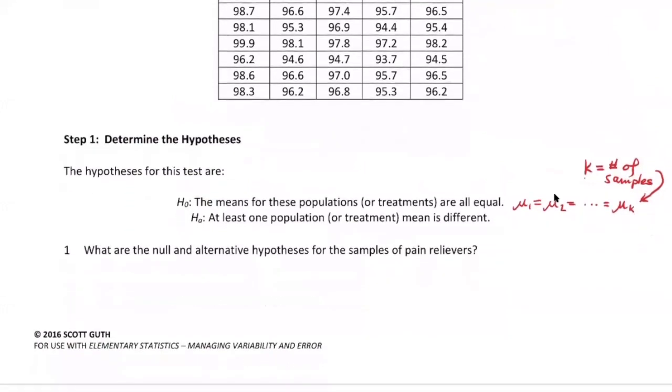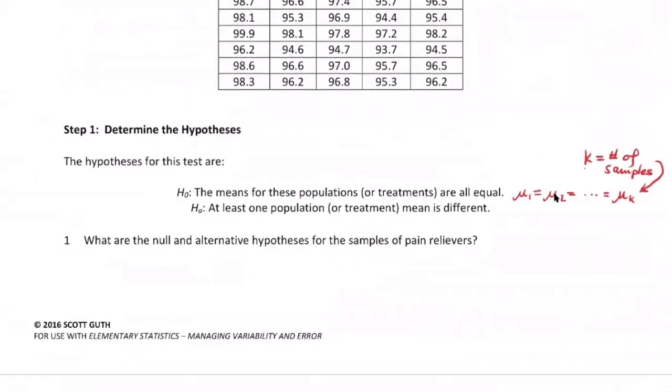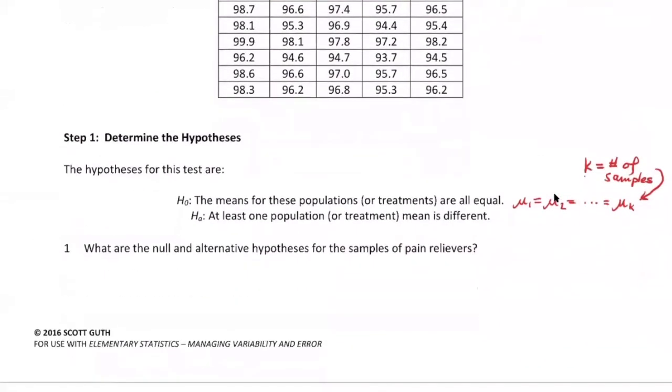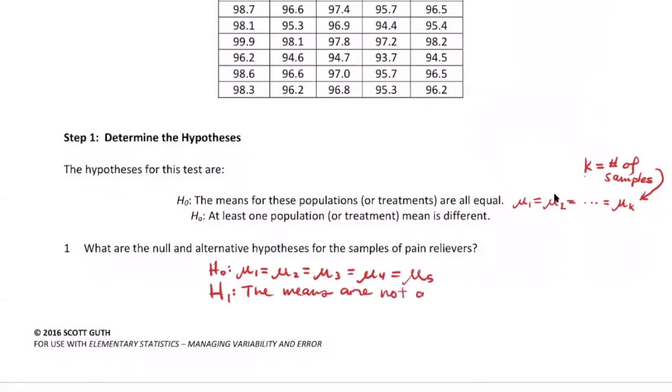For the null and alternative hypotheses with 5 samples, you can just say for the null hypothesis, the mean body temperature under all 5 treatments is the same. Alternative, well, we wouldn't know which one's different, so we just say the means are not all the same. Any questions about that? Super straightforward.